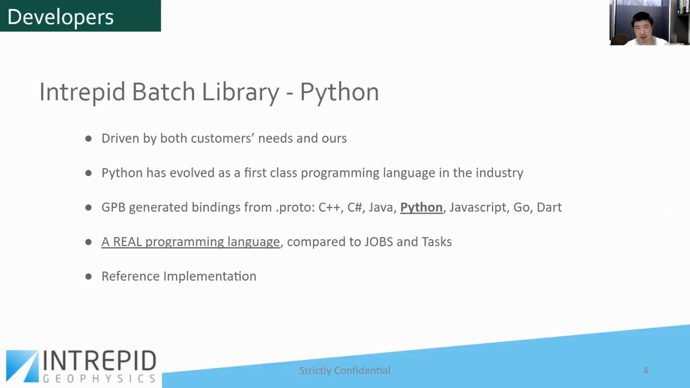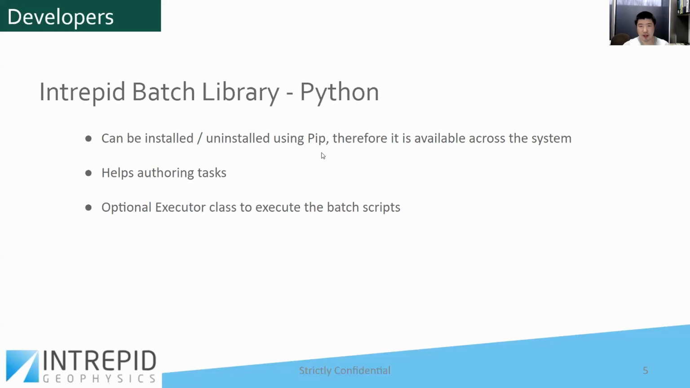We provide the Python bindings as a reference implementation, which means this Python library, the Intrepid batch library, is not mandatory. You can use the one provided by us, or you can simply use the Protobuf and generate your own Python bindings. I'll talk about it slightly later. Now let's talk about the library itself.